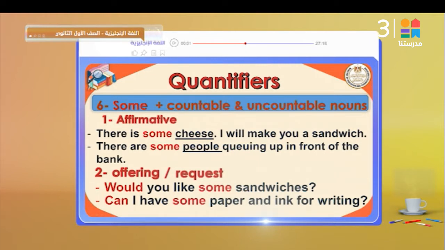When we make an offer, we use the word some. So we say, would you like some sandwiches? Would you like some tea? Would you like some coffee? We don't use any here because it's an offer. Or we can say, can I have some paper? It's a request. So in an offer or in a request, we don't use any. We use some. If you want to make an offer or make a request, you use the word some. Would you like some coffee?